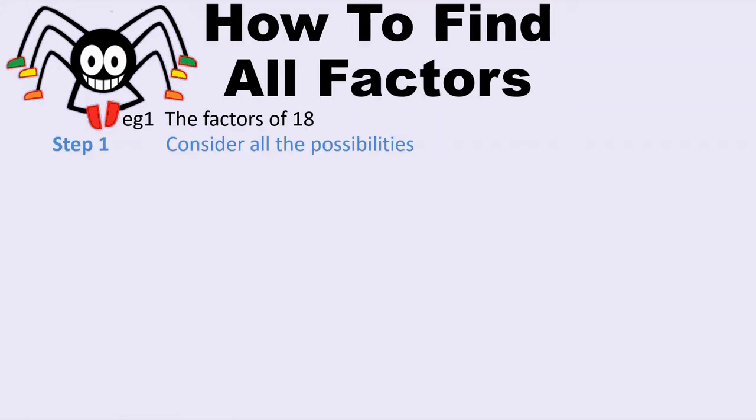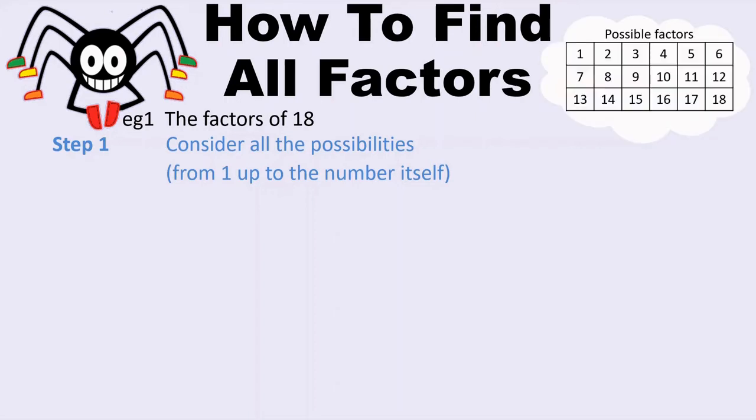First, we need to consider all of the possible values we might try dividing 18 by. We could try any number between 1 and 18, because of course, if you divide 18 by some number bigger than 18, you're going to get a decimal answer. So these are my possible factors. That's not to say that they are all factors. We're going to try and find out.